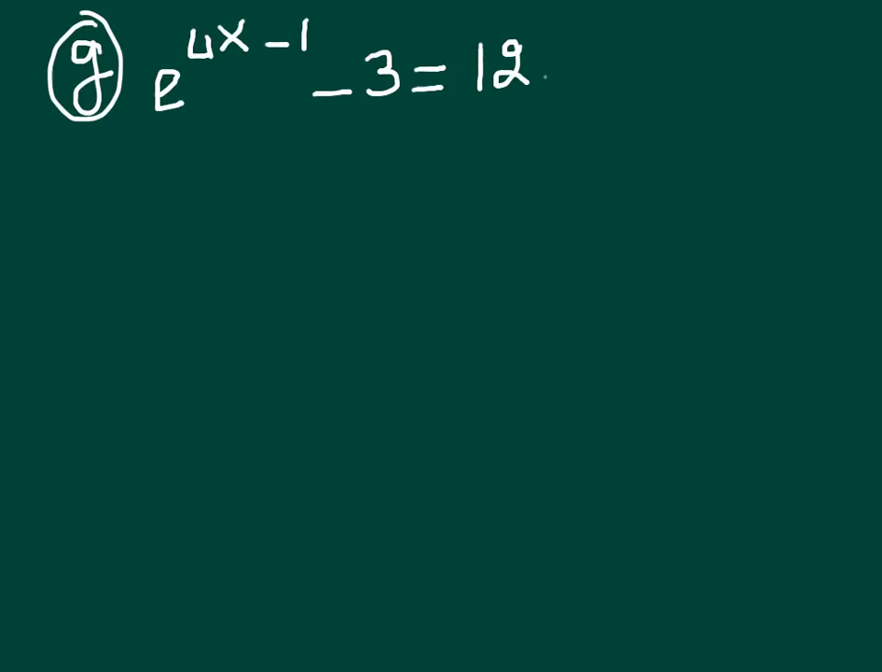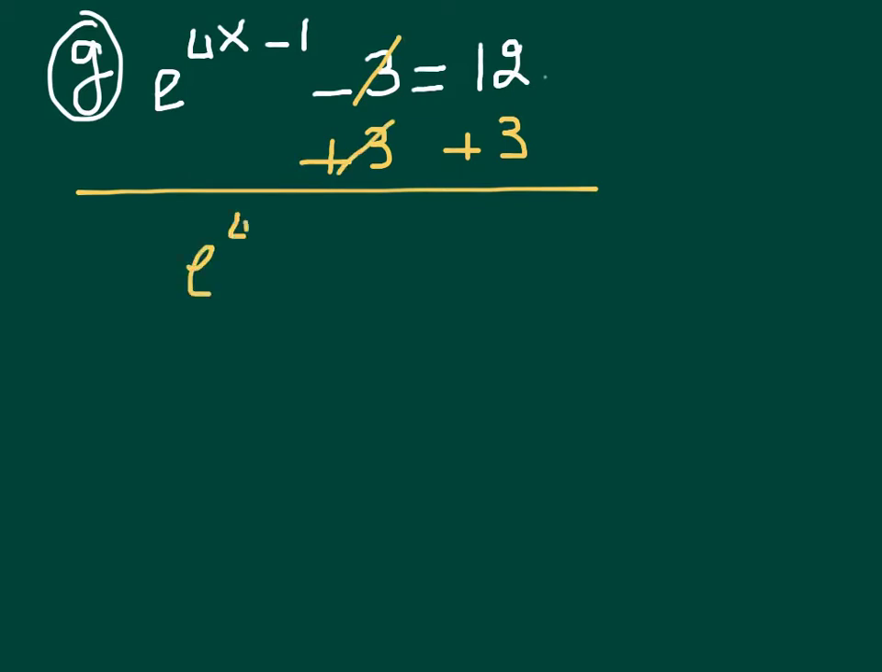Part 2, study guide. We are at number 3, part G. I want you to isolate the exponents. So we're going to add 3 to both sides. Next, we're going to do e to the 4x minus 1 is equal to 15.